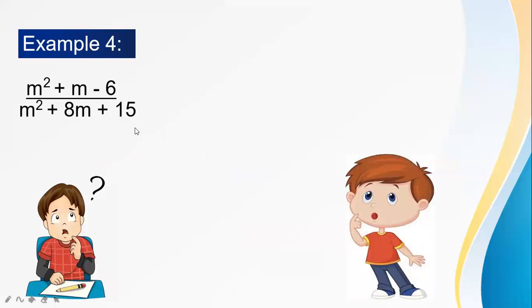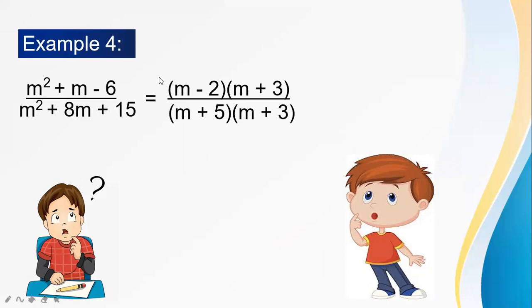Then we have number 4. We have m squared plus m minus 6 over m squared plus 8m plus 15. So again, we factor because the first step is to factor the numerator and denominator. This one, the numerator, is called a simple quadratic trinomial. And the denominator is also a simple quadratic trinomial. And therefore, the factors of the numerator are m minus 2 times m plus 3.